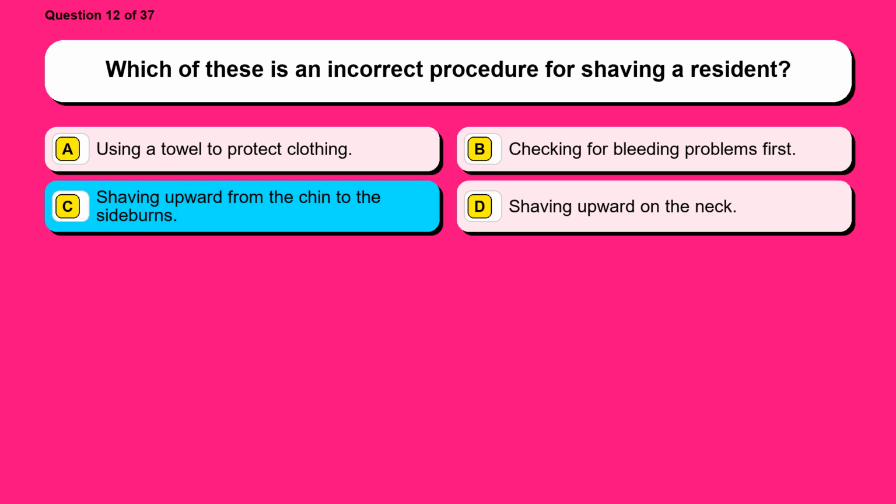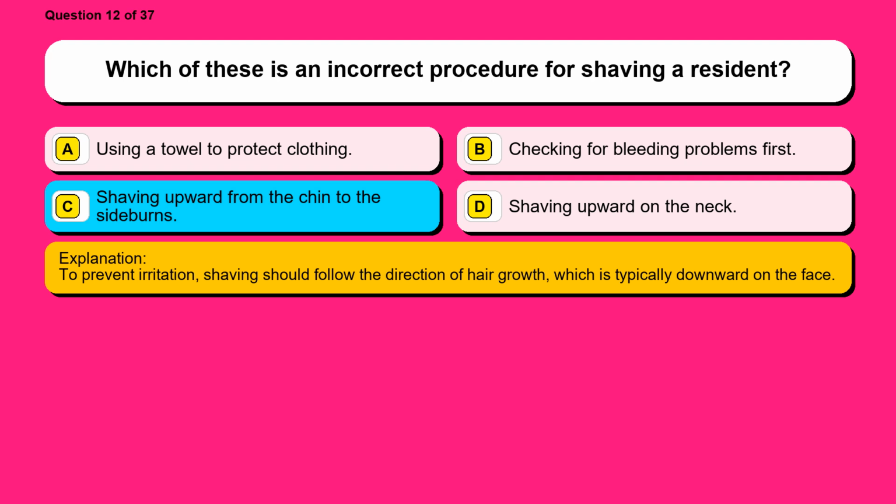The correct answer is option C. Shaving upward from the chin to the sideburns. To prevent irritation, shaving should follow the direction of hair growth, which is typically downward on the face.